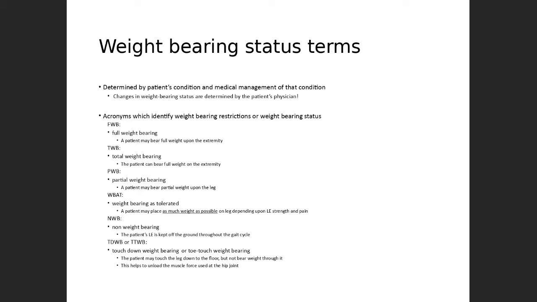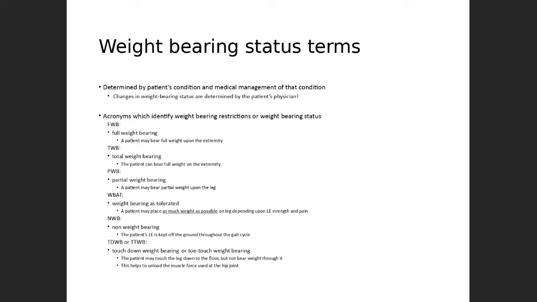WBAT stands for weight bearing as tolerated. And this one is really common, so I want to take a little bit of extra time talking about this one. This one is saying that the patient is actually able to bear full weight if they want, but they should only bear as much weight as is comfortable for them. Weight bearing as tolerated encourages the patient to put as much weight as they can on it because this can enhance healing. But if it's either too painful or if the limb becomes weak when that much weight is on it, they'll need to take some of the weight off by using an assistive device.